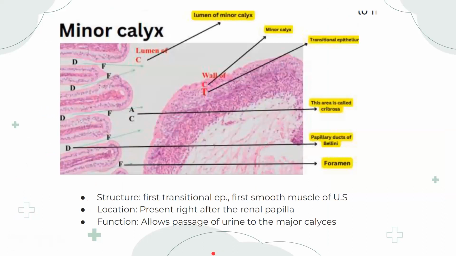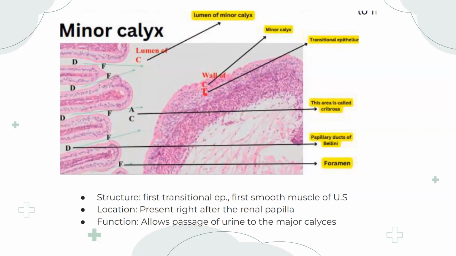Okay, so in terms of the structure, once again, the first portion of the urinary system to have transitional epithelium, and actually the first portion of the urinary system to have smooth muscle. If you were to look at this diagram, the portion labeled D, these are papillary ducts of Bellini, this portion. So they're draining into the area fibrosa. This is the area fibrosa, and then all of this is the minor calyx, and then the minor calyx has transitional epithelium.